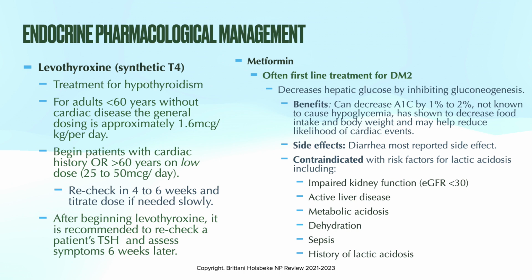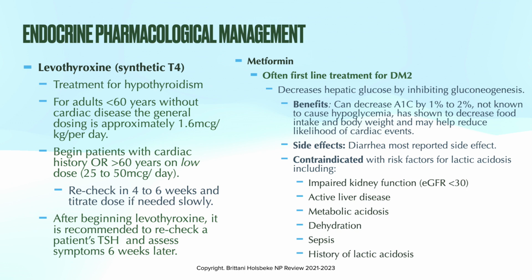All right, so next up, let's talk about metformin. If there are no contraindications, then metformin is used for initial therapy for our type 2 diabetic patients. Metformin belongs to the drug class biguanides, and it can successfully decrease a person's A1C by 1 to 2%.